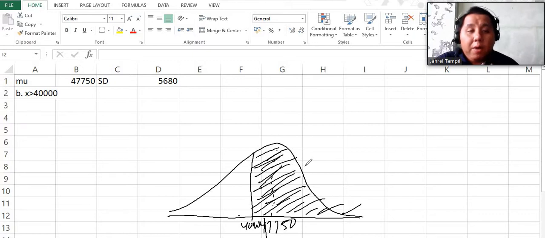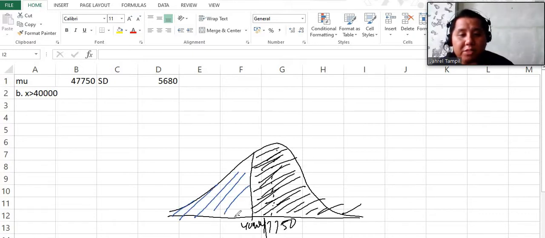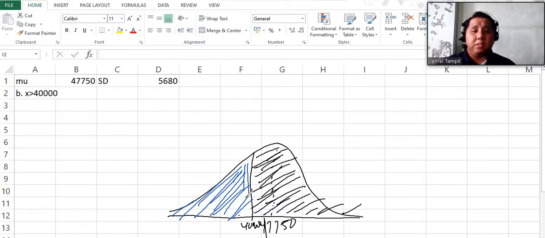However, what Excel gives us is the one that I will shade in blue, which is the probability to the left. What we need is the probability in black. What we have is the probability in blue. So now, how do we solve this?